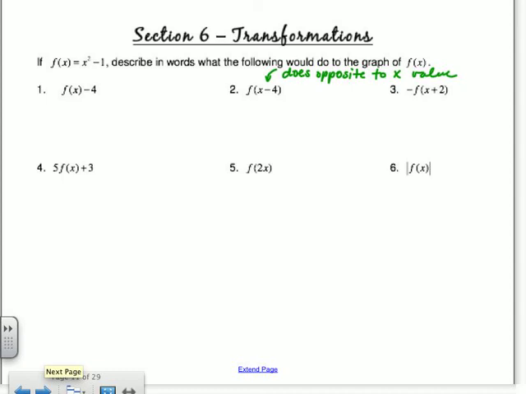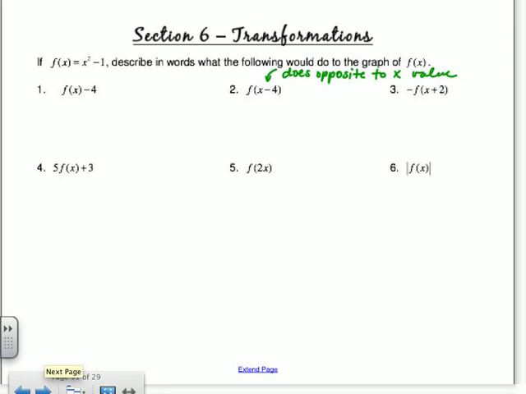And since it's affecting the x value, it's going to move right and left. It's going to do a horizontal stretch or compression, things like that. If it's on the outside, so we're not replacing the x, we're just doing something to the whole f of x term, then that's affecting the y value. And that does exactly what you would think it would do.